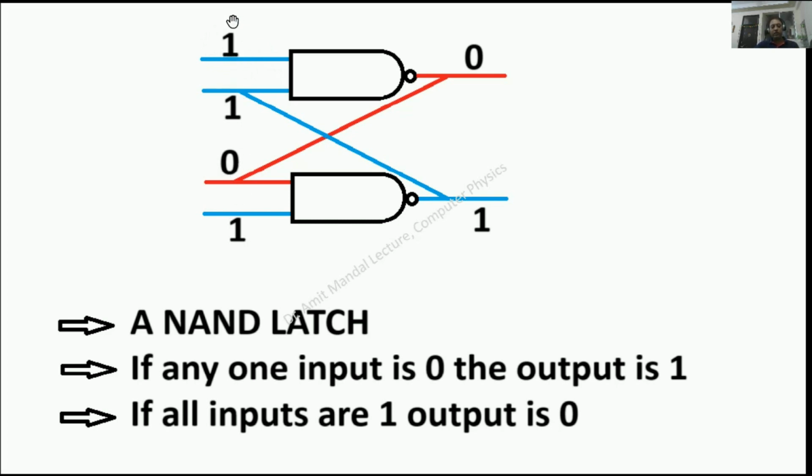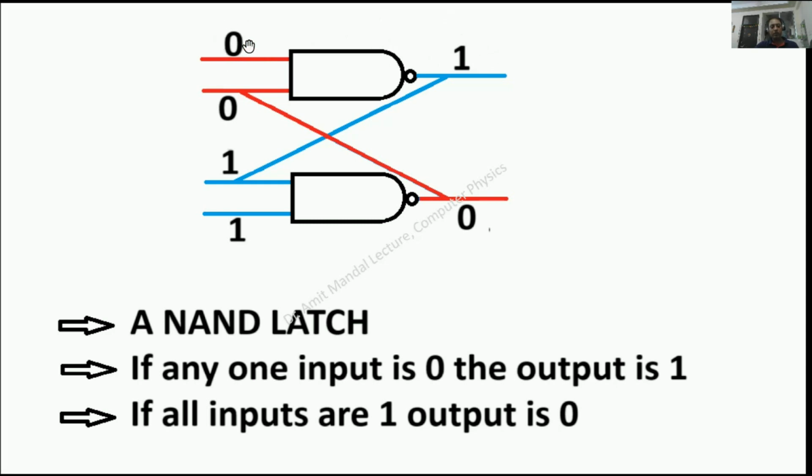Now suppose I change this one to 0. We know that if any one input of a NAND gate is 0, the output becomes 1. So the output of the upper NAND gate will become 1. That output is connected to an input of the lower NAND gate, so now both inputs of the lower NAND gate are 1, and the output will be 0. Now this 0 is one of the inputs of the top NAND gate, and since any one input is 0, the output is 1. So it will still remain 1.